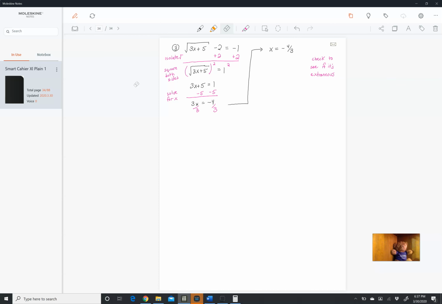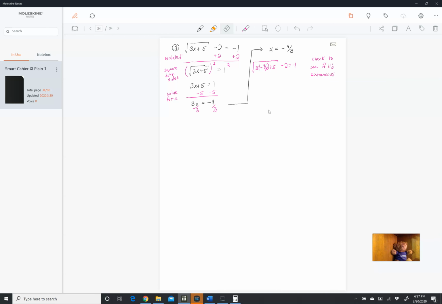So we plug it back in. We have the square root of 3 times negative 4/3 plus 5, minus 2 is equal to negative 1. So notice we plug in the negative 4/3 and we put a little tail on our square root, again, just to be clear that this minus 2 is not part of the radicand. Okay? And this 3 cancels.